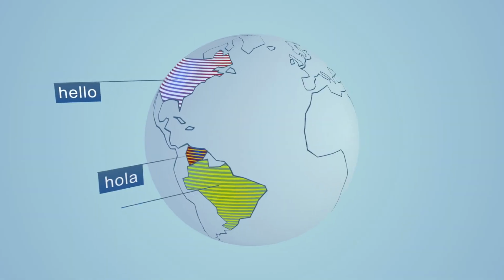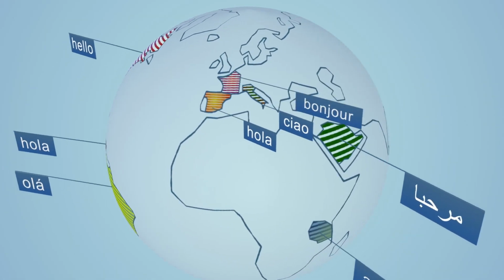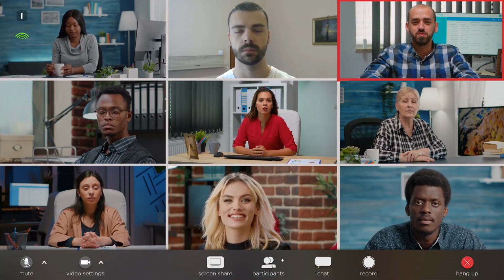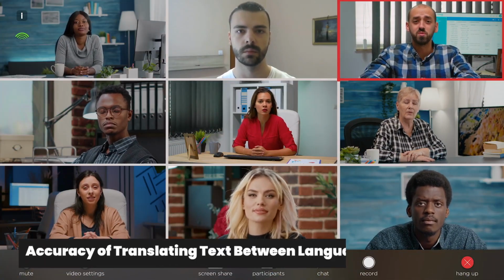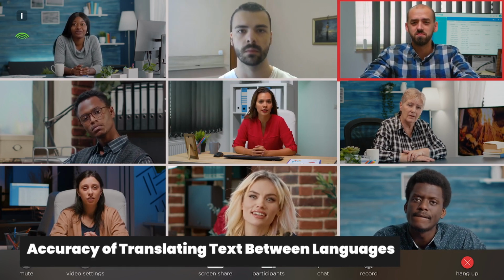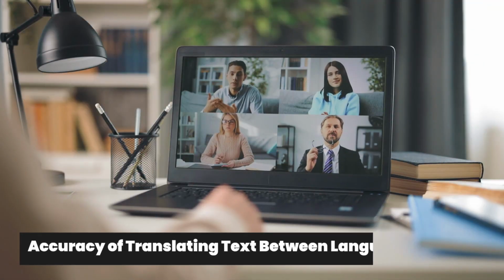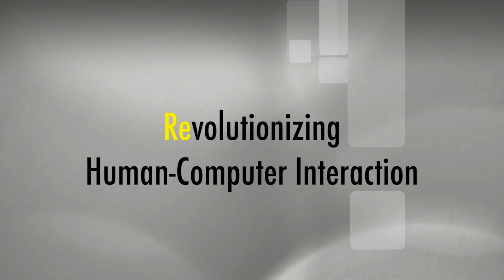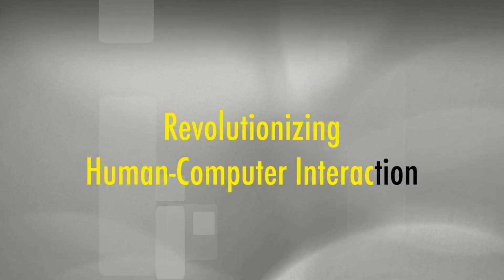In the realm of machine translation, LLAMA 2's abilities could lead to significant advancements. It could transform the efficiency and accuracy of translating text between languages, making communication across language barriers smoother and more effective than ever before. Revolutionizing human-computer interaction.